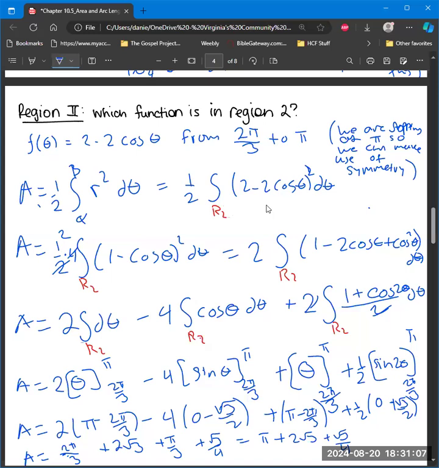1 plus cosine 2 theta over 2. 2 over 2 cancels and leaves me with a 2 theta from 2 pi over 3 to pi, a negative 4 sine of theta from 2 pi over 3 to pi, a theta from 2 pi over 3 to pi, and I actually can't just throw those together because I'm not sure. Actually, I can. So this is going to be 3 of these since they have the same limits, but I didn't do that. I just went ahead and calculated it here. And then sine of 2 theta, the 1/2 up from 2 pi over 3 to pi.